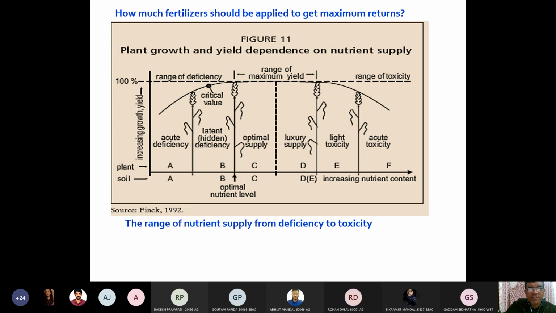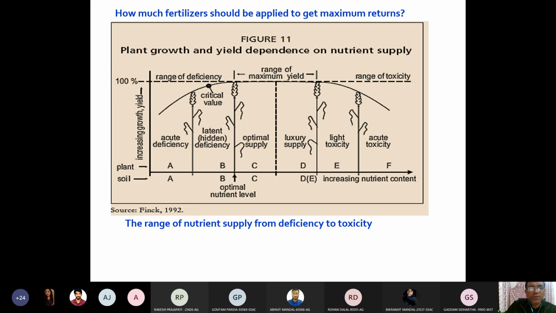Which is acute deficiency. And then you still increase the supply of the nutrient in soil or plant. You increase the supply, then you will see B. B is the area of latent or hidden deficiency. Here, the plant may not show you the deficiency, but it is suffering from the deficiency. So in the B region of latent deficiency, you will find the critical value.